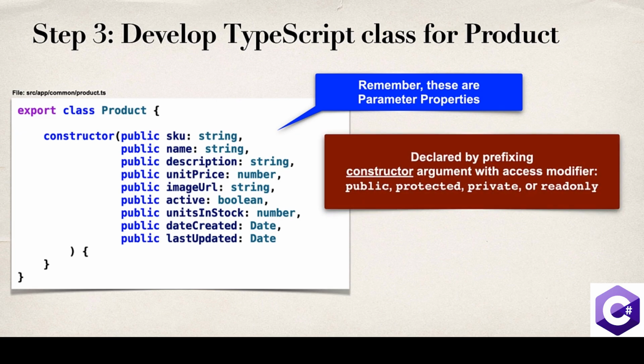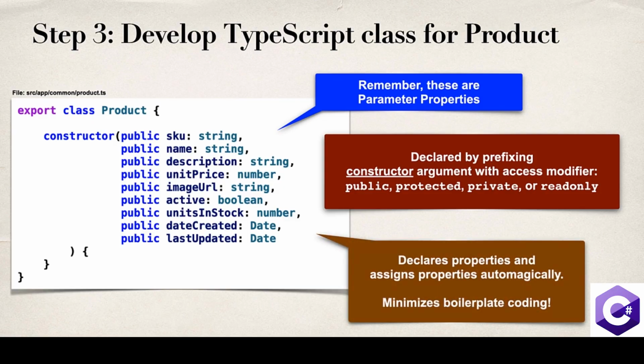Now, I know these are parameter properties because they're declared by prefixing the constructor argument with an access modifier. The access modifiers you can use are public, protected, private, or readonly. The key here is that if you have a constructor with arguments and you prefix them with these items, then it's automatically a parameter property. Remember, with parameter properties, it declares the properties and assigns them automatically. It minimizes the boilerplate coding that you'd have to do for setting up a constructor.